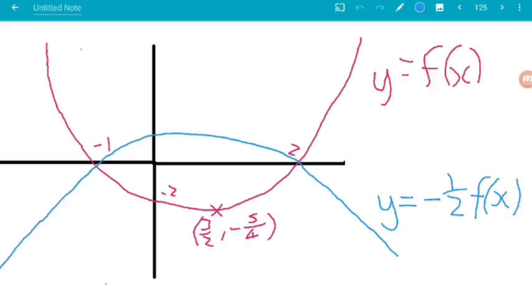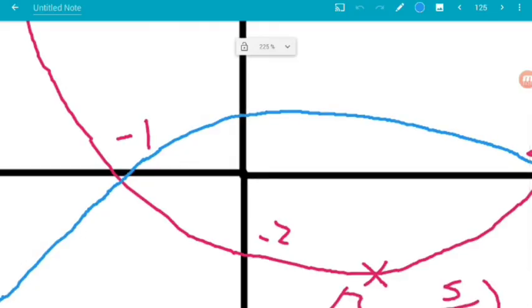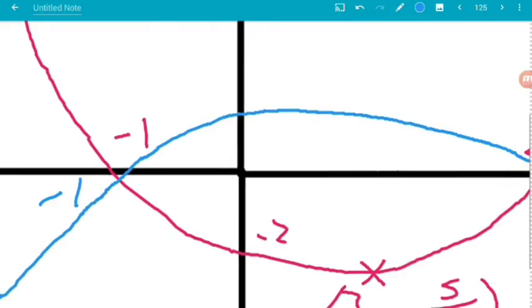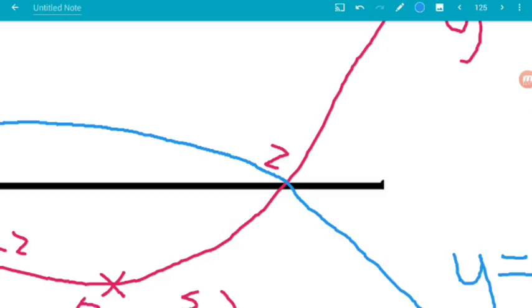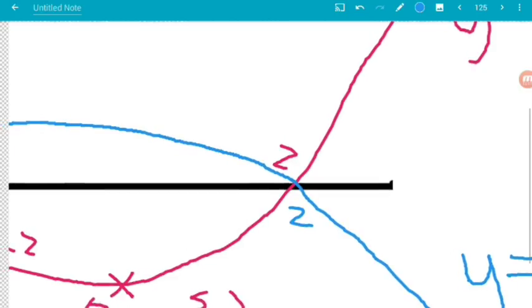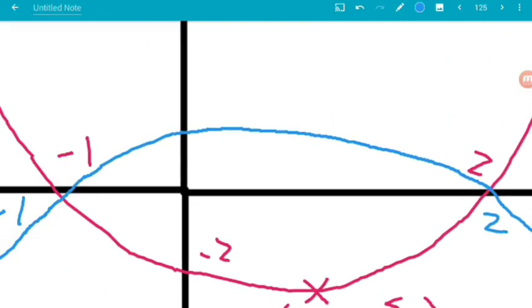So the x-coordinates stay the same, so those are still at -1 and 2 for the x-intercepts. The y-intercept is now at -2 times -1/2. -2 times -1/2 is +1. So our y-intercept is now at +1, and our minimum has now become a maximum. We've gone from a happy quadratic to an unhappy quadratic.